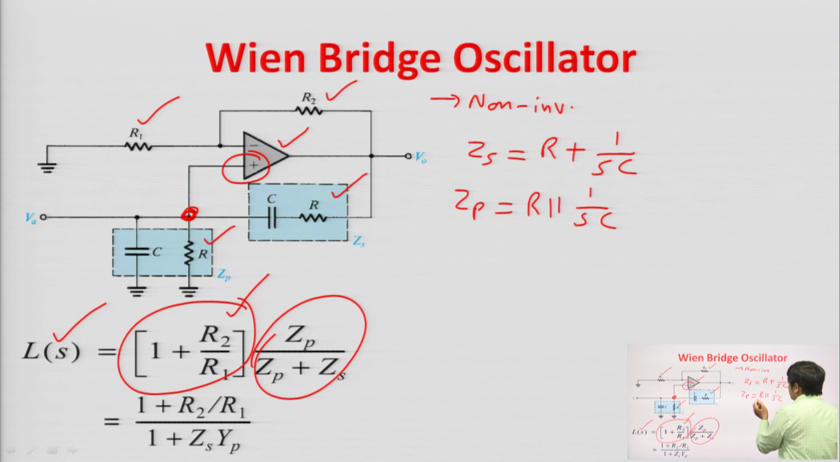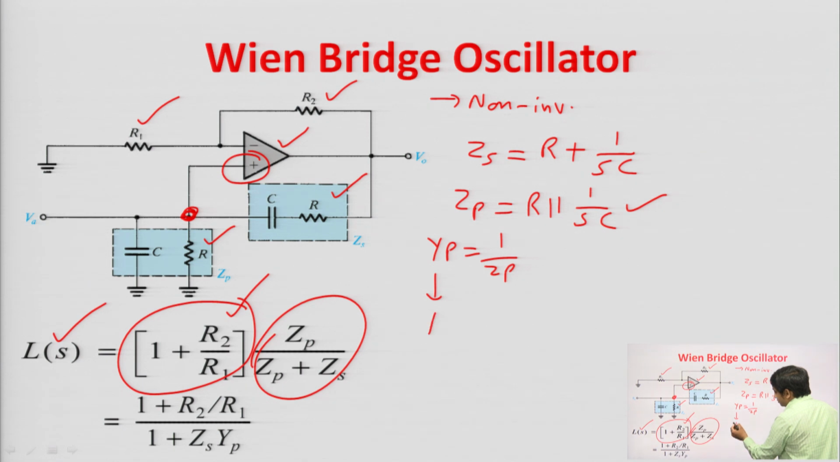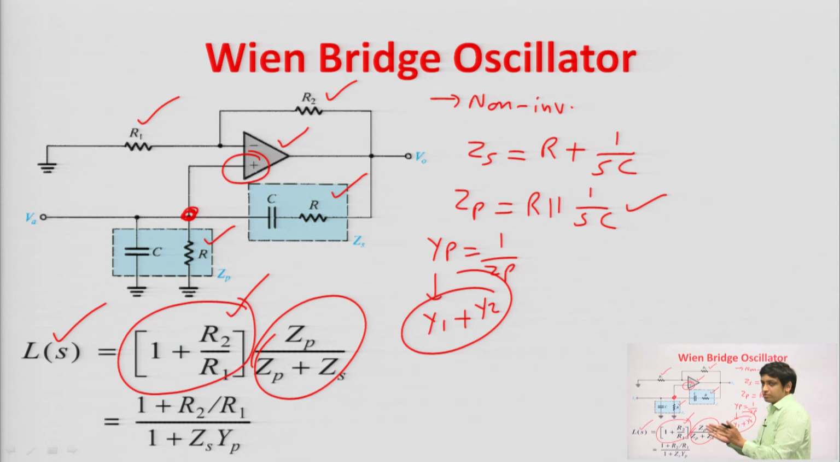Now, either you can use the expression R parallel to 1 by sC for Zp, or it is better to use Yp. Yp is 1 by Zp. Whenever the capacitor is in parallel, it is better to use admittance in comparison with impedance. When we use admittance, the calculation will be simpler. So, Yp is just the combination of Y1 plus Y2 here, because if the two branches R and C are in parallel, admittances are added.